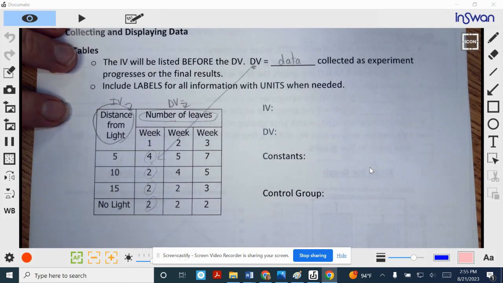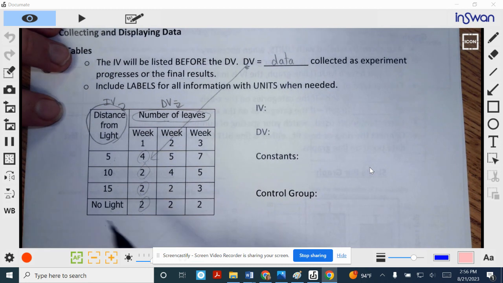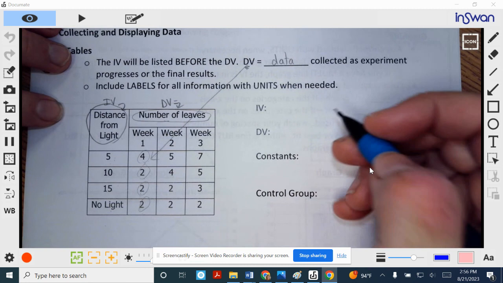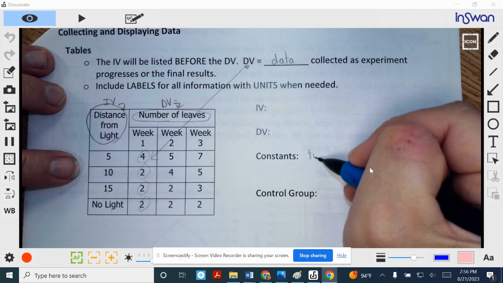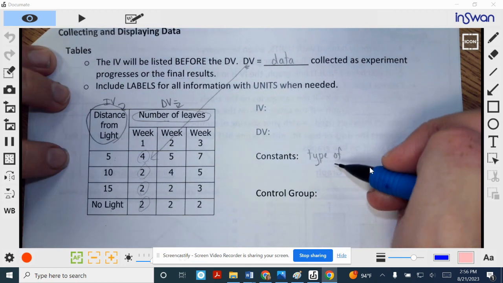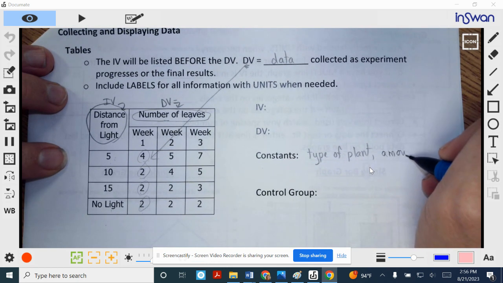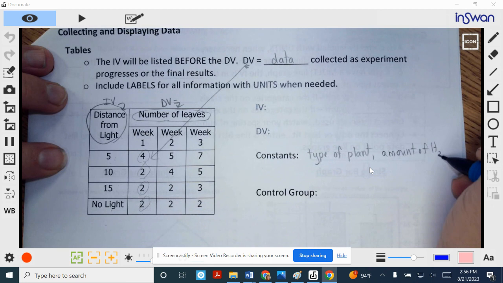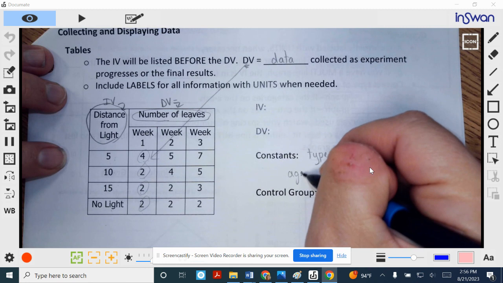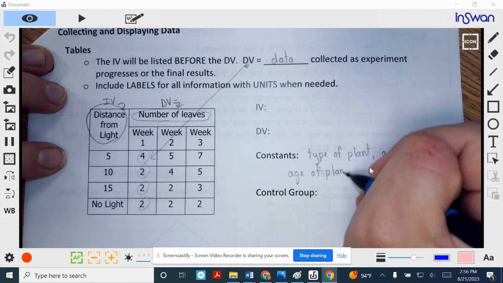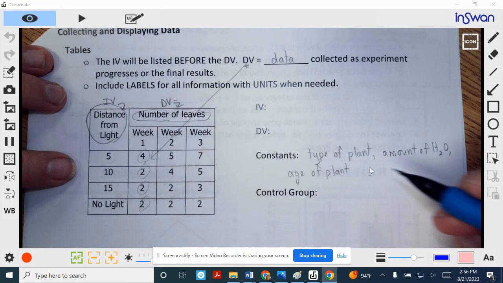All right, constants. Just as a review, let's talk about what we need to keep constant between these 4 different plants. Otherwise, it would be an unfair test or an invalid test. So one thing that we would have to keep the same would be the type of plant, because they can produce different amounts of leaves. The amount of water on each plant needs to be the same. The age of the plant, I can go on and on. The size of the pot, the quality of the soil, if there's any fertilizer we put on, we need to make it the same, okay?